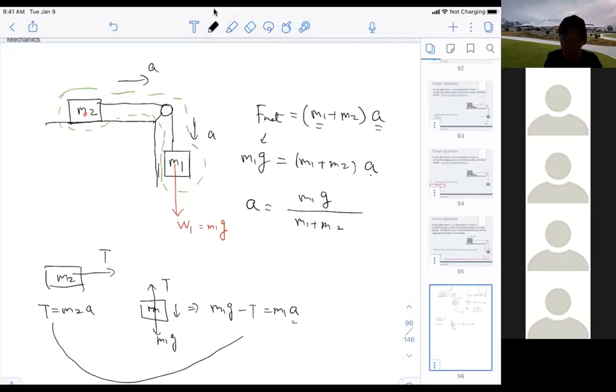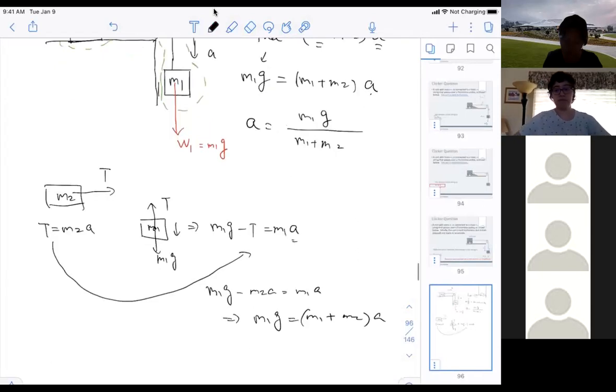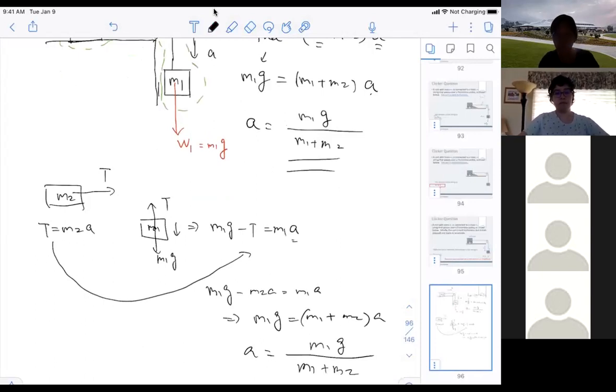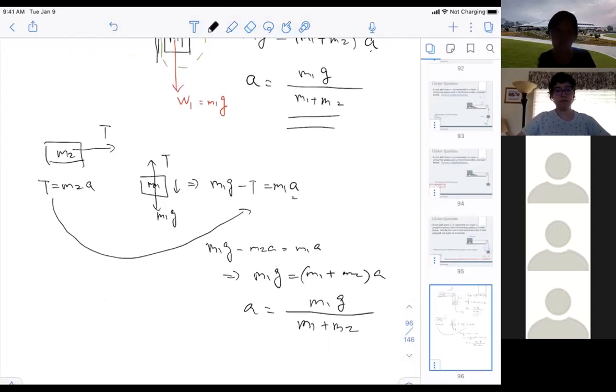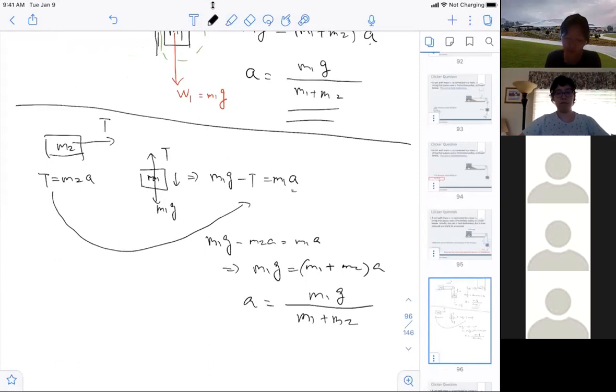And then you can plug in tension here. You get M1 G minus M2 A equals M1 A. M1 G is equal to M1 plus M2 times A, and you can solve for the acceleration. You get the same result as previously. It's a little bit longer. But if you find it much clearer focusing on one object at a time, then by all means do that. That's totally fine.